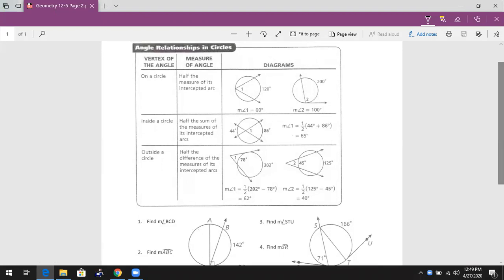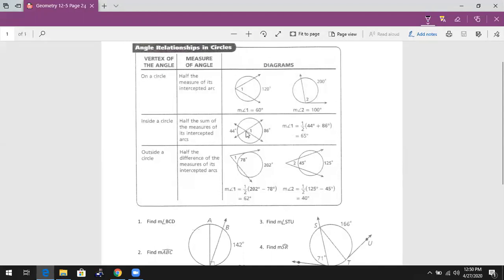Okay, so this is where we left off on the other side, angle relationships in circles. If the vertex is on the circle, as in the case of two chords or two secants intersecting, or a tangent and a secant intersecting, then the measure is half the intercepted arc. So angle 1 is half of 120, or 60. Angle 2 is half of 200, or 100.